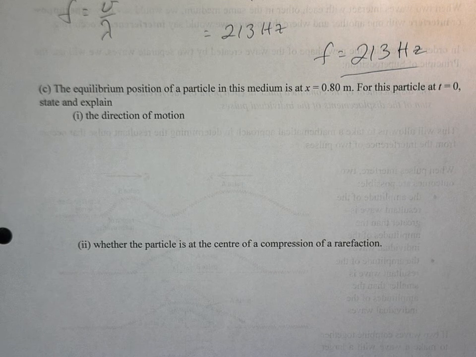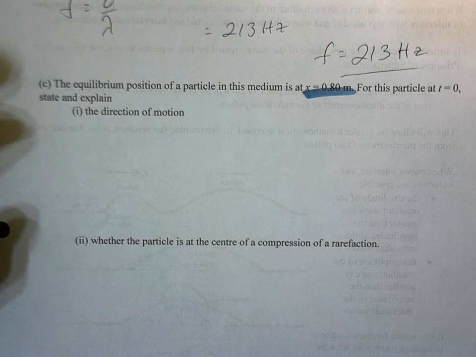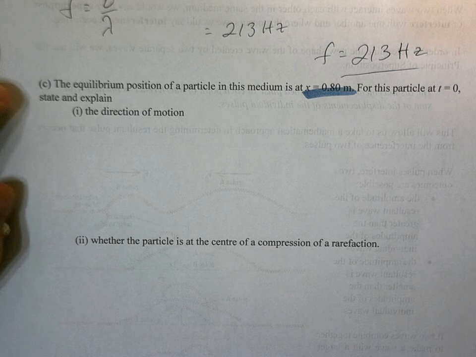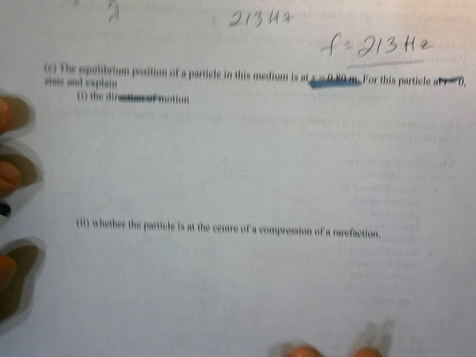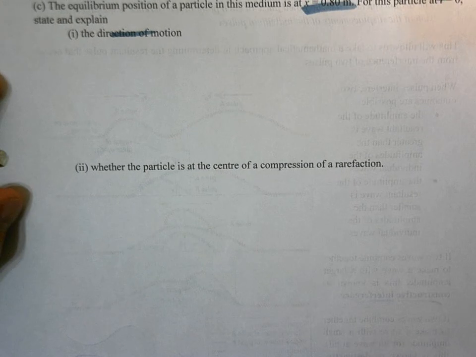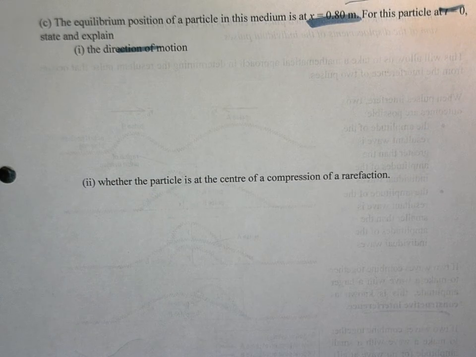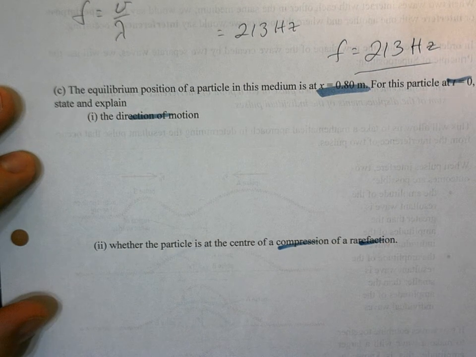We're told that the equilibrium position of a particle in this medium is at x equals 0.80 meters. So for the particle at t equals 0, we want to explain the direction of motion, and we want to state whether the particle is at the center of a compression or a rarefaction. Compression is when the medium's tightening up, rarefaction is when the medium's spreading out. So we want to state center of compression or rarefaction.